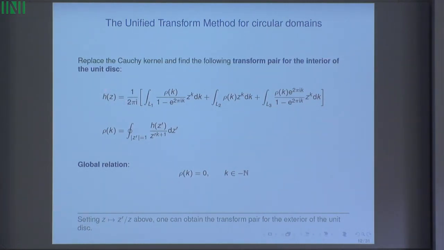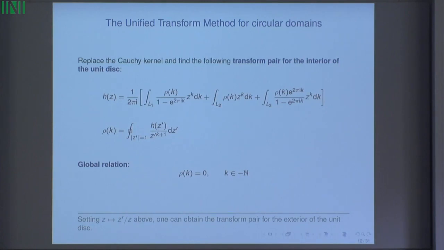So we have h of z given here in terms of rho of k. Rho of k is a transform of the analytic function along the unit circle. So again, the idea is to find this function rho of k, put it back in your expression here, and then find your analytic function. And in this case, this function rho of k is equal to 0 for all k and negative integers. So again, this is what is going to give us all the information we need to find this function h.